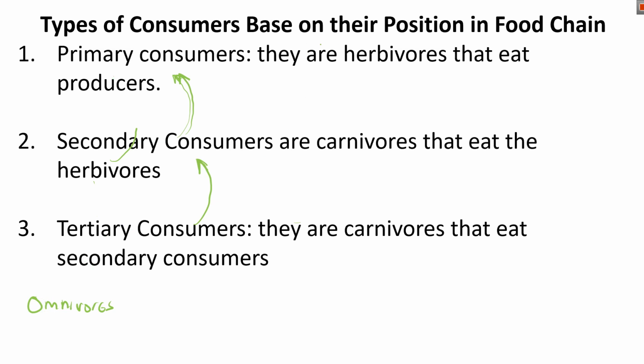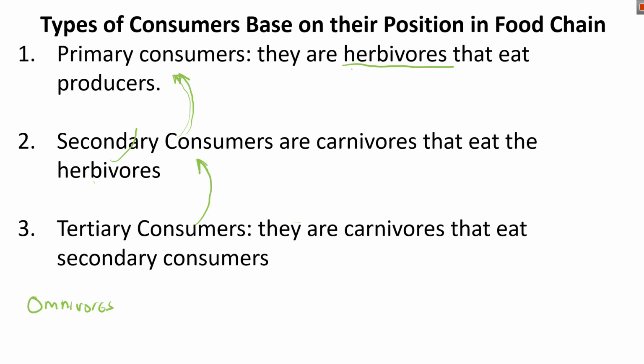But herbivores can only be primary consumers. They cannot be secondary consumers, because have you ever seen a goat say, I'm hungry today, what I want to eat now is a cow? Or a cow say, because I'm big, I want to eat a goat? It can never happen. They always eat grass.